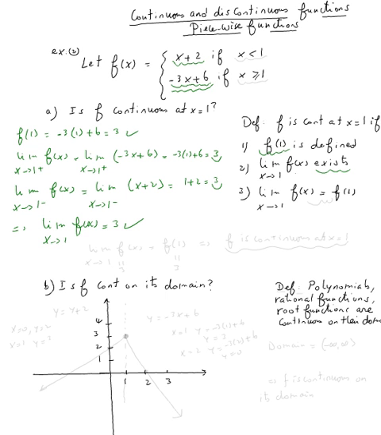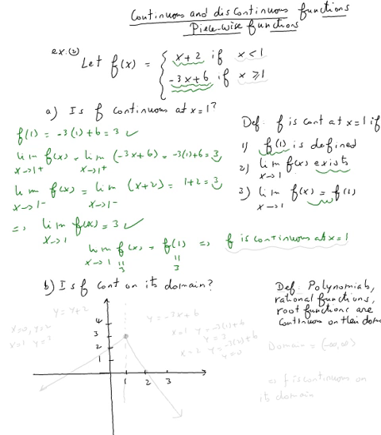Now all we need to do is check 3. Condition 3 says check if the limit and f of 1 are equal. And of course it is. The limit of f of x as x approaches 1 is equal to f of 1, because this is 3 and this is 3. So therefore we can say f is continuous at x equal 1.